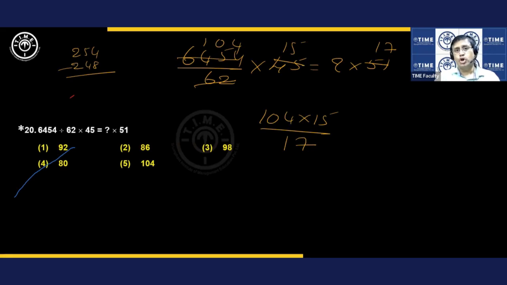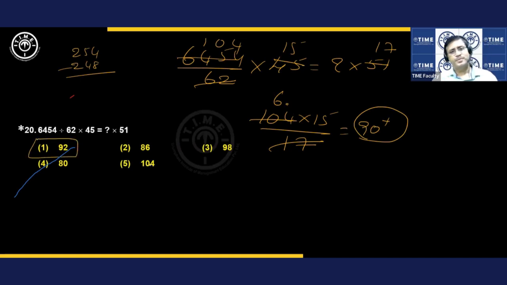17 into 6 is 102. Approximately 6 times. Exactly means 6 point something. So 6 into 15 is 90. Is it exactly 90? No, just more than 90. 90 plus, nearer to 90. What is the right choice? 92. The right choice is option number 1.